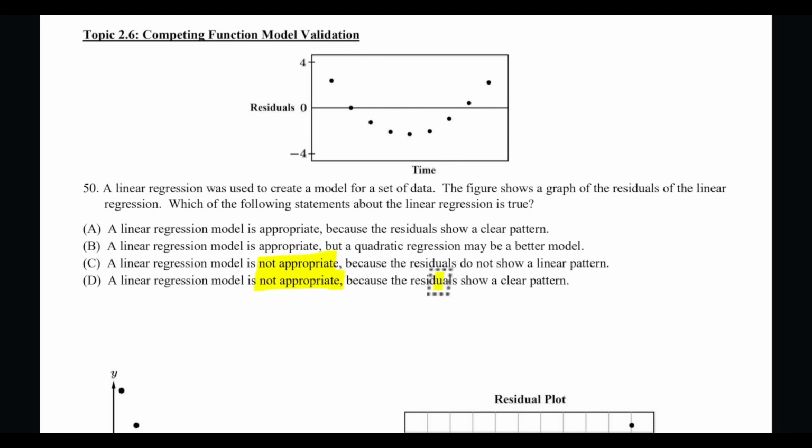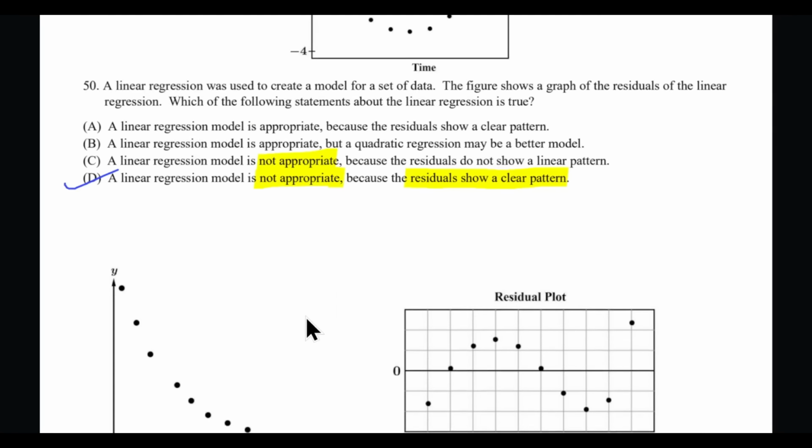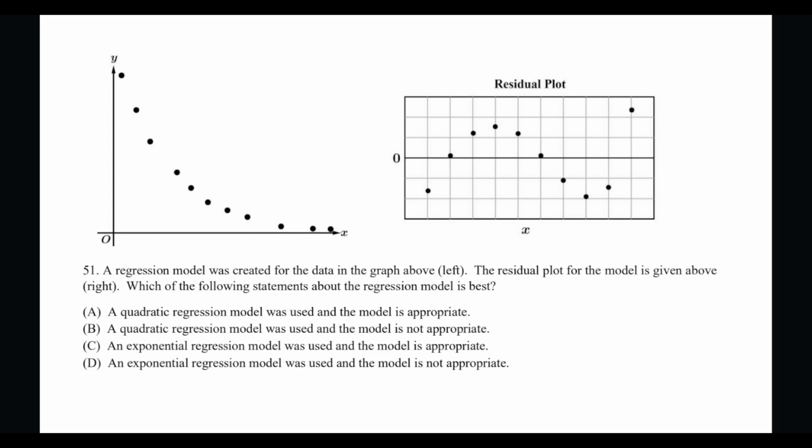Because there is a pattern, this has to be option D over here. So the regression model, whichever we have used, if we are plotting the residuals, it is showing a pattern, so it is not appropriate. Over here as well, you can see that this is the regression model on the left, and this is the residual plot on the right, which is obviously showing a pattern.